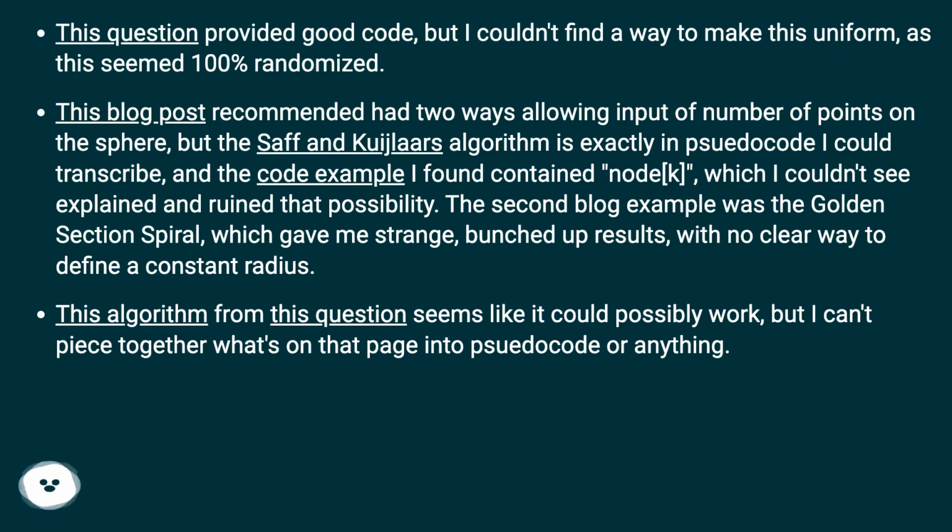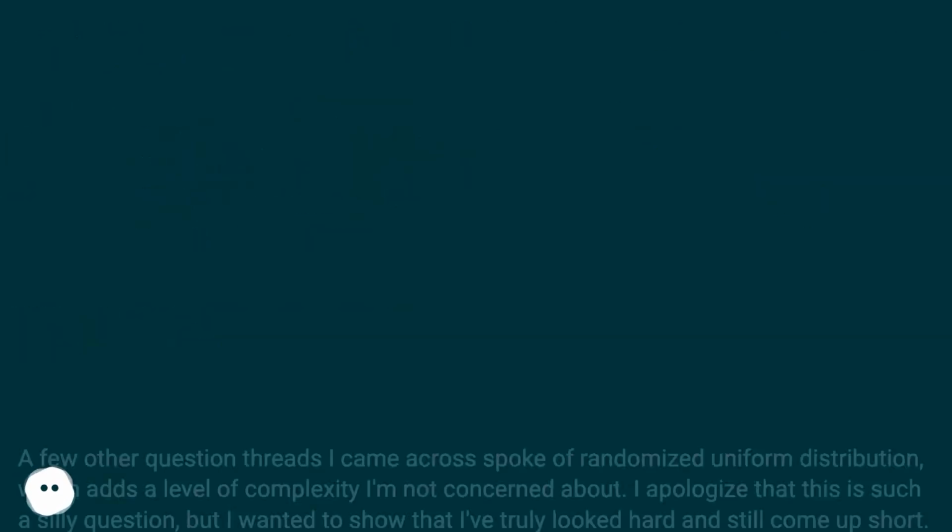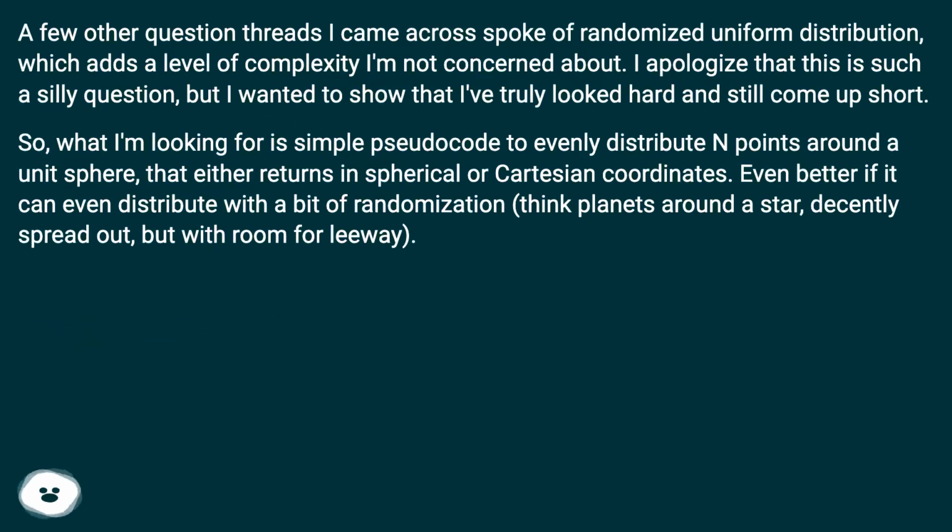This algorithm from this question seems like it could possibly work, but I can't piece together what's on that page into pseudocode or anything. A few other question threads I came across spoke of randomized uniform distribution, which adds a level of complexity I'm not concerned about. I apologize that this is such a silly question, but I wanted to show that I've truly looked hard and still come up short. So, what I'm looking for is simple pseudocode to evenly distribute endpoints around a unit sphere, that either returns in spherical or Cartesian coordinates. Even better if it can distribute with a bit of randomization, think planets around a star, decently spread out, but with room for leeway.